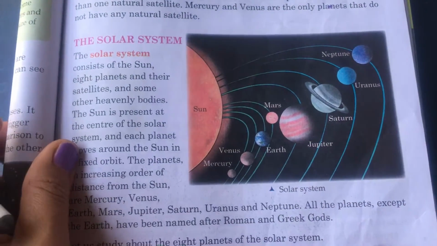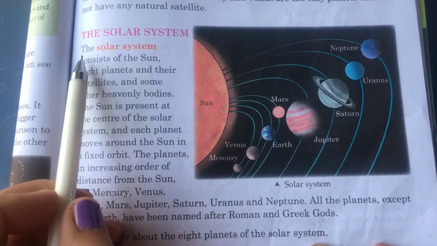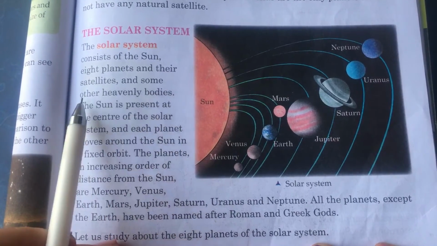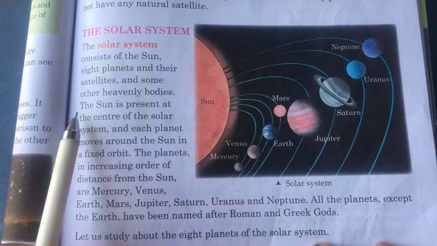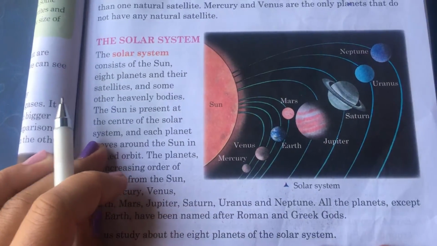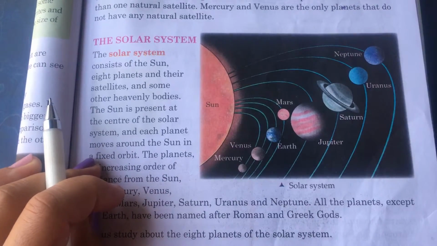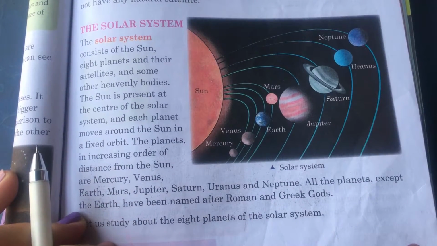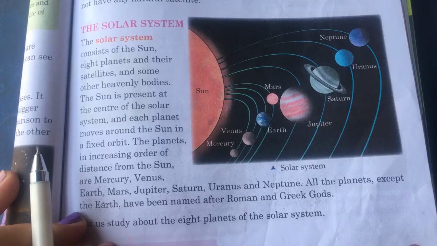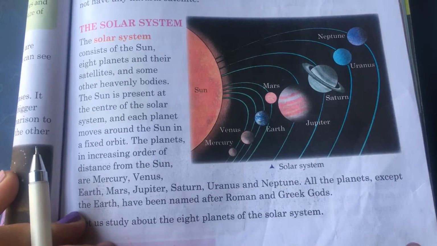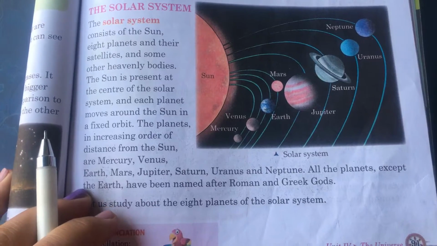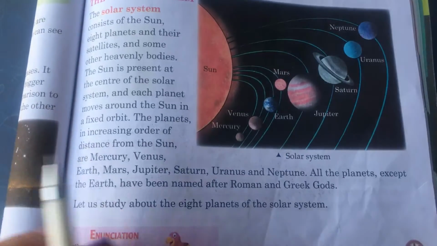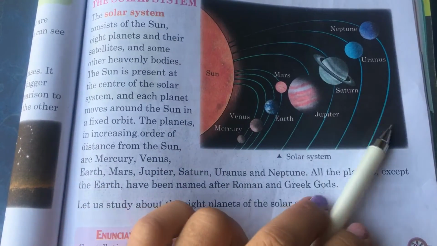Now, the solar system. The solar system consists of the sun, 8 planets and their satellites, and some other heavenly bodies. The sun is present at the center of the solar system, and each planet moves around the sun in a fixed orbit. The planets in increasing order of distance from the sun are Mercury, Venus, Earth, Mars, Jupiter, Saturn, Uranus, and Neptune. All the planets except the Earth have been named after Roman and Greek gods. As you can see, this is the sun and this is the solar system.